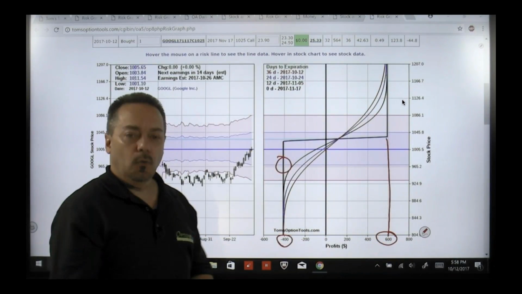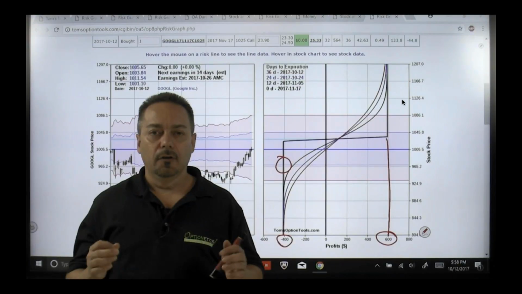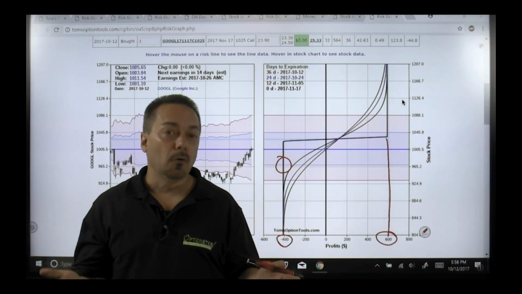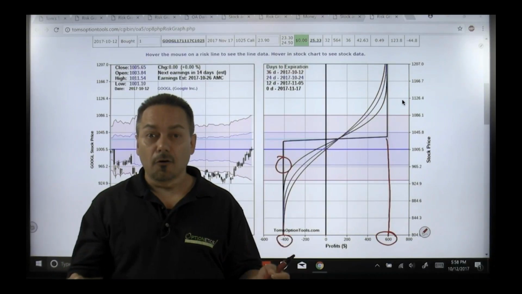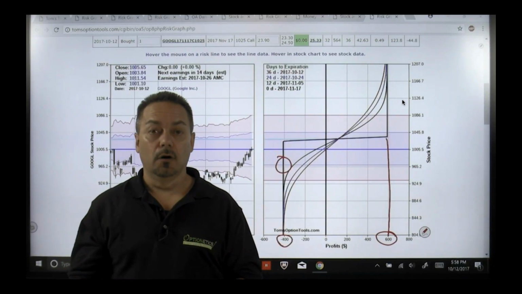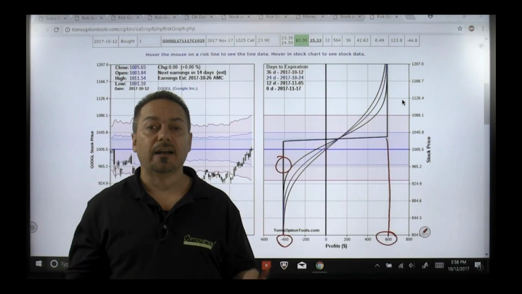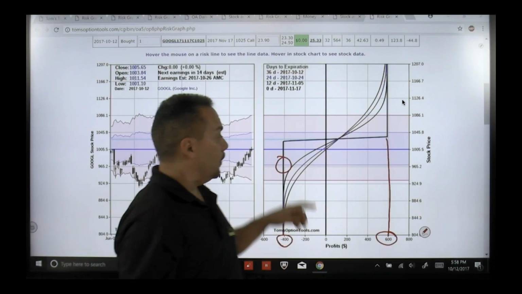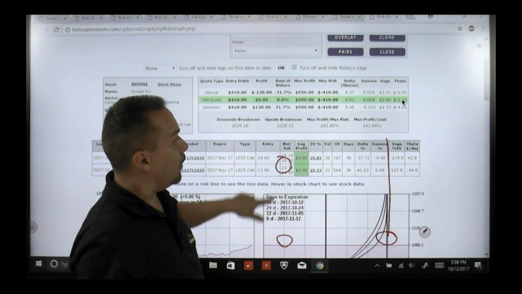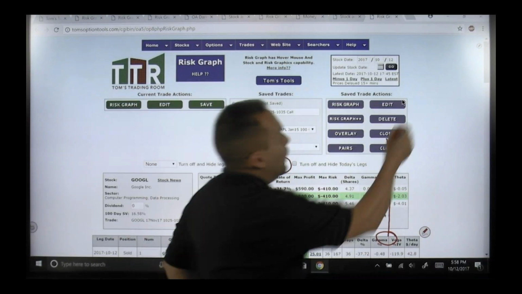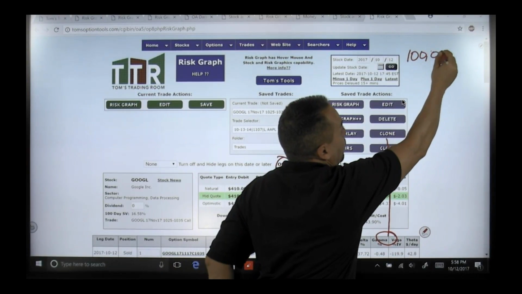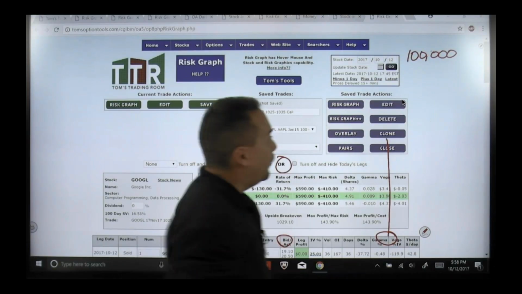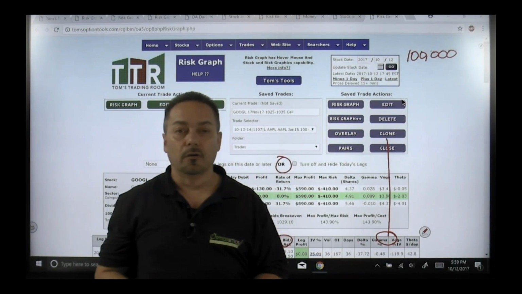All right, so what we've done is, for those of you that are new to this, and some of you are, we've taken a $1,000 stock, which for 100 shares, you're looking at $100,000 to buy the stock at today's price, over 100 grand. So I can start right over here, 100,000.